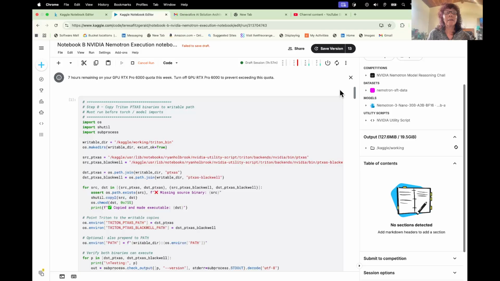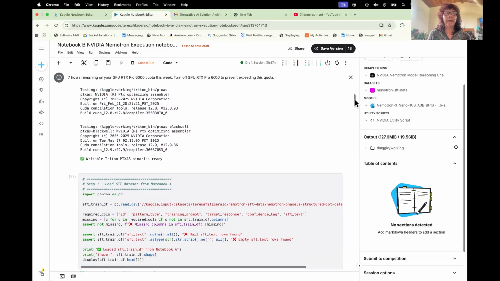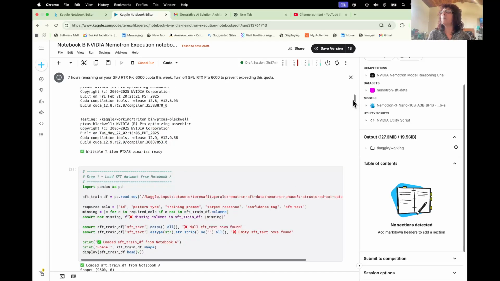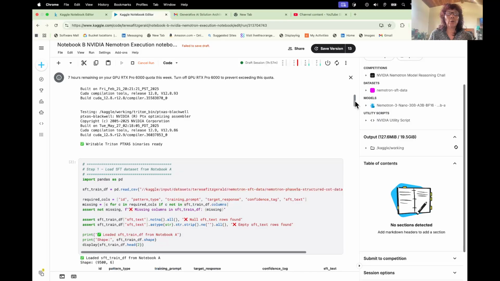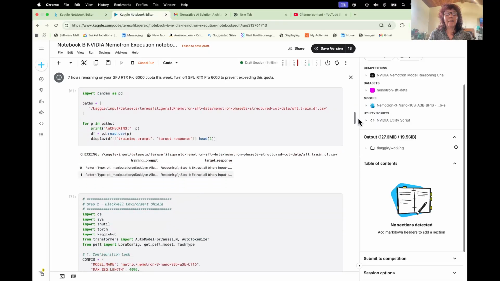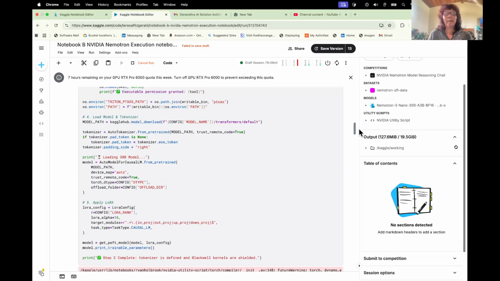Here is step 0. I copied the binary, a piece of the binary, and from there I downloaded the dataset. In this notebook, as you notice, I have created two notebooks, notebook A and notebook B. Notebook B is the executor. That is the one that I am showing you. After I downloaded the dataset, I created the environment.